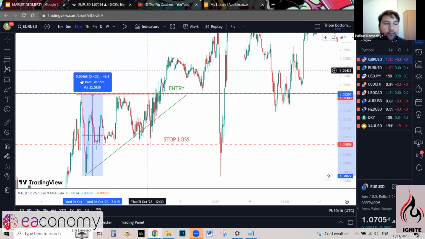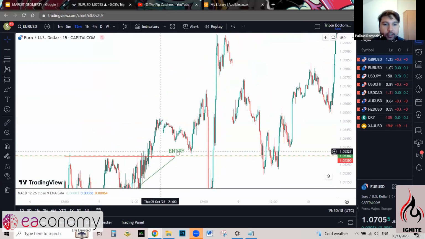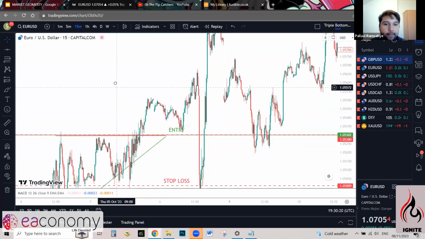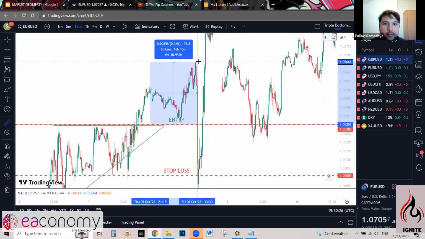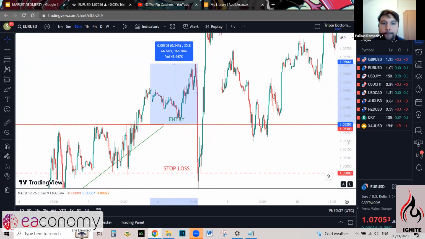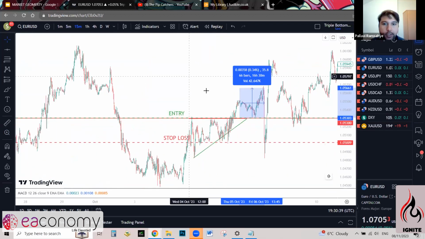And then we project it from the entry point. So the entry point's here. Let me project that here. So it didn't quite get to 46 pips before it dropped. However, it did push up to 35 pips there. Okay. So let's look at the other example as well.